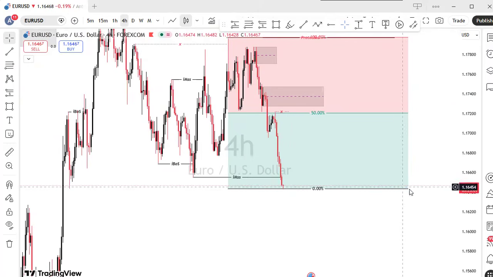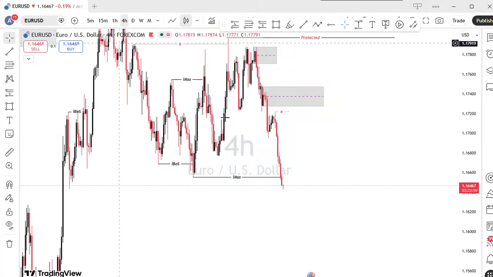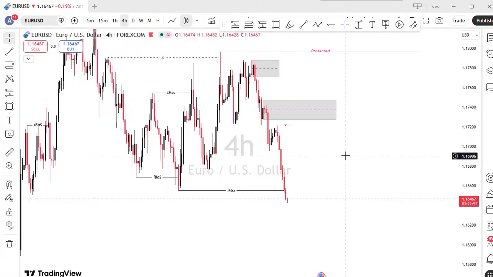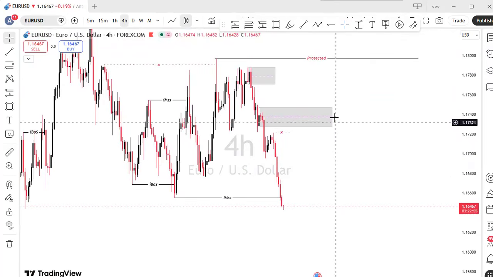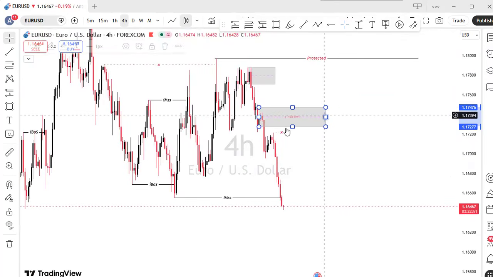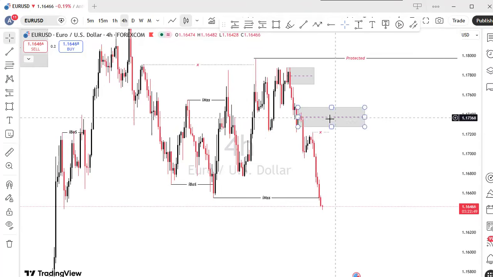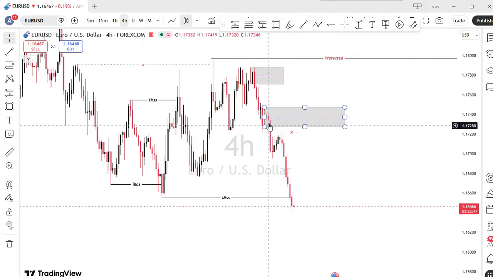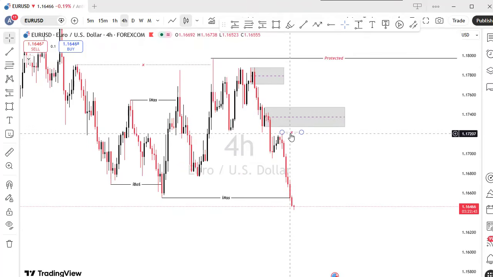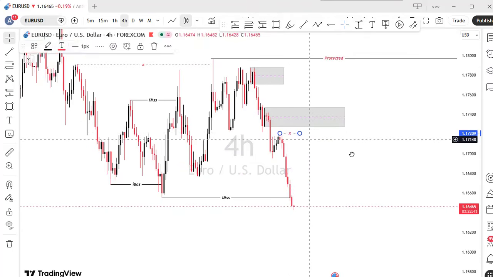But also don't forget, we don't control the market and we really don't know what is going to happen next. But I'm still convinced that the Euro USD will come to this area and respect that zone. Because one, you can see we have a very nice fair value gap below this point of interest, and we also have liquidity resting below that area.